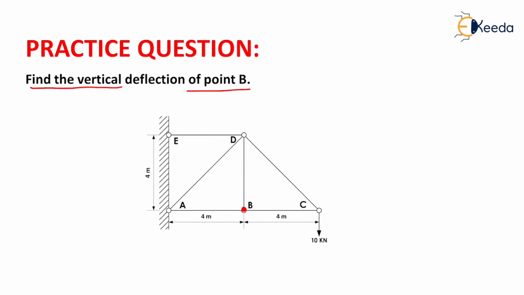Now we know that for the determination of deflection, we have the formula which is equal to the summation of PKL upon AE. Now we need to find the K value; the P value and L value are already given, and the area of cross section and modulus of elasticity are not given. So we just take the answer in terms of A and E.